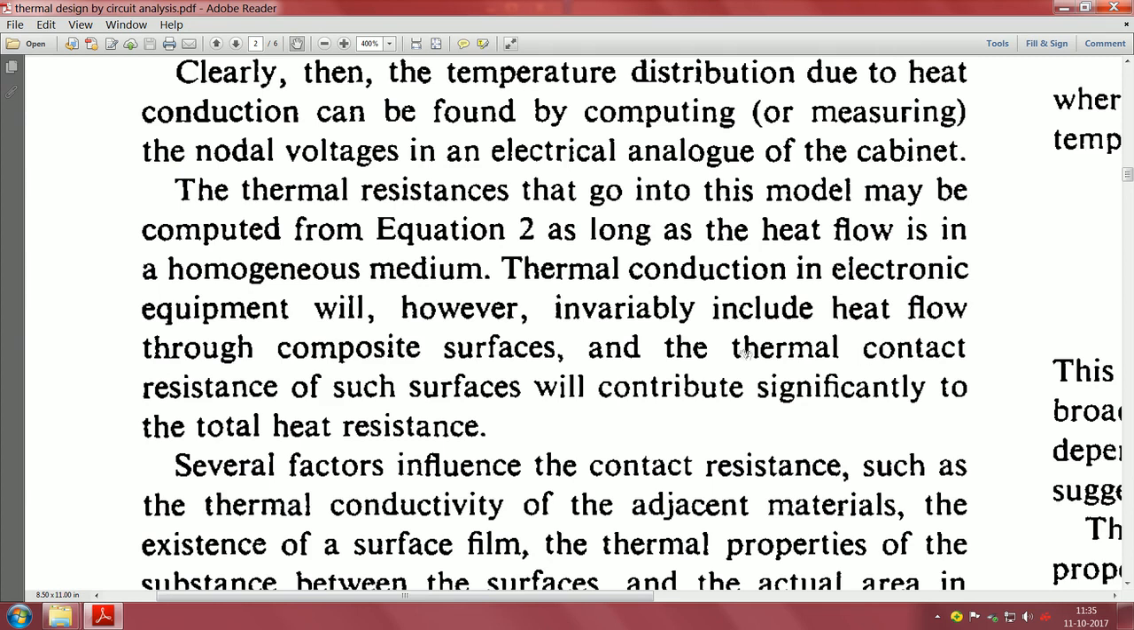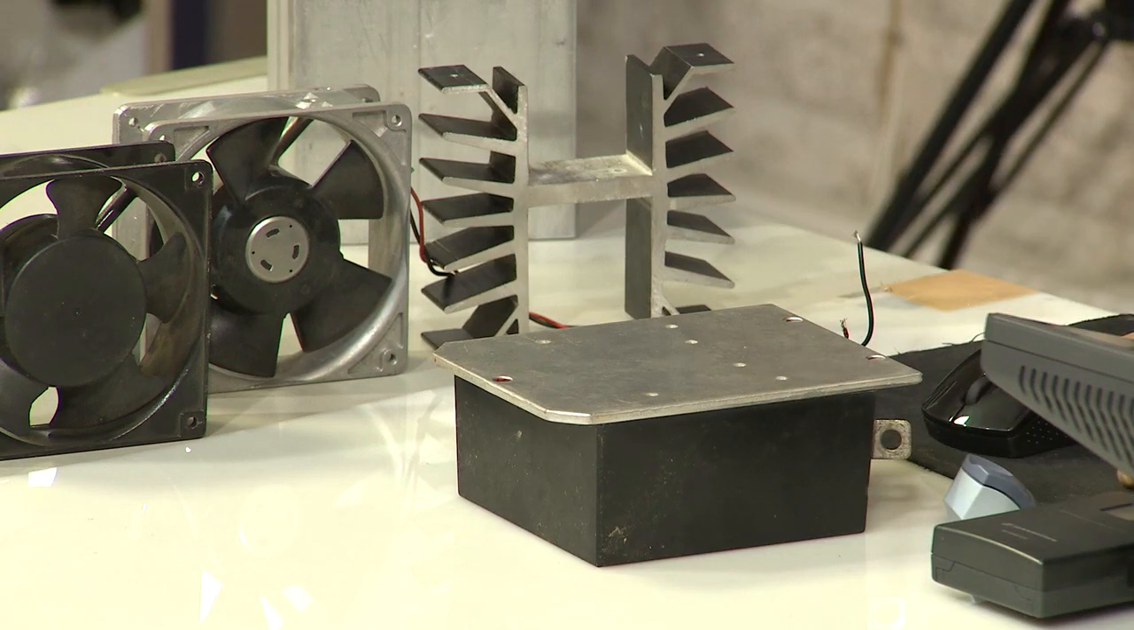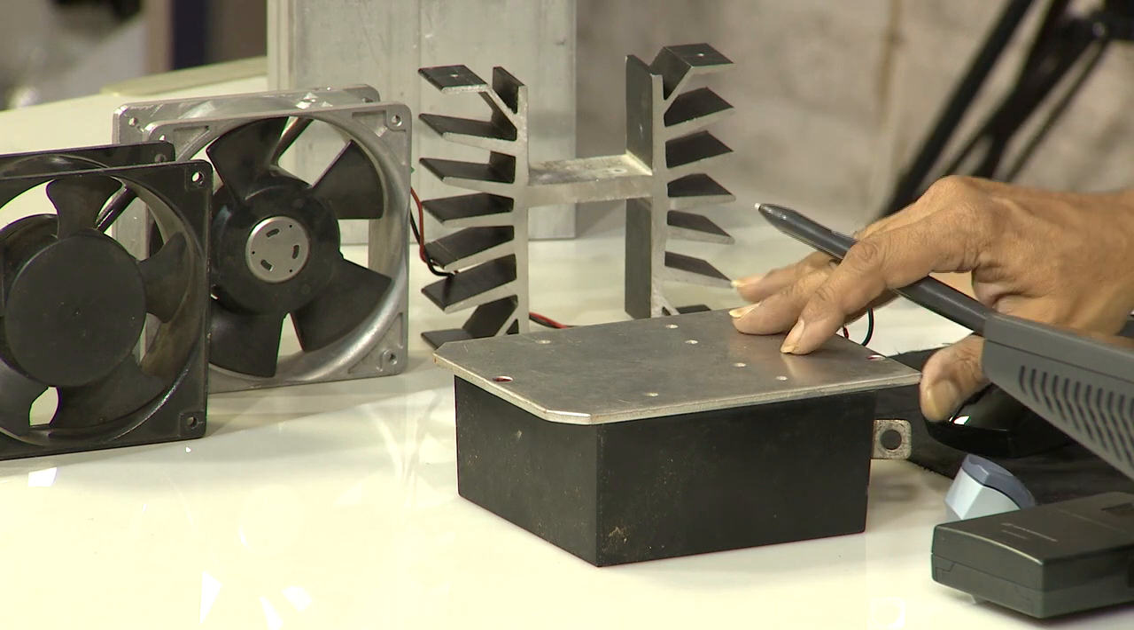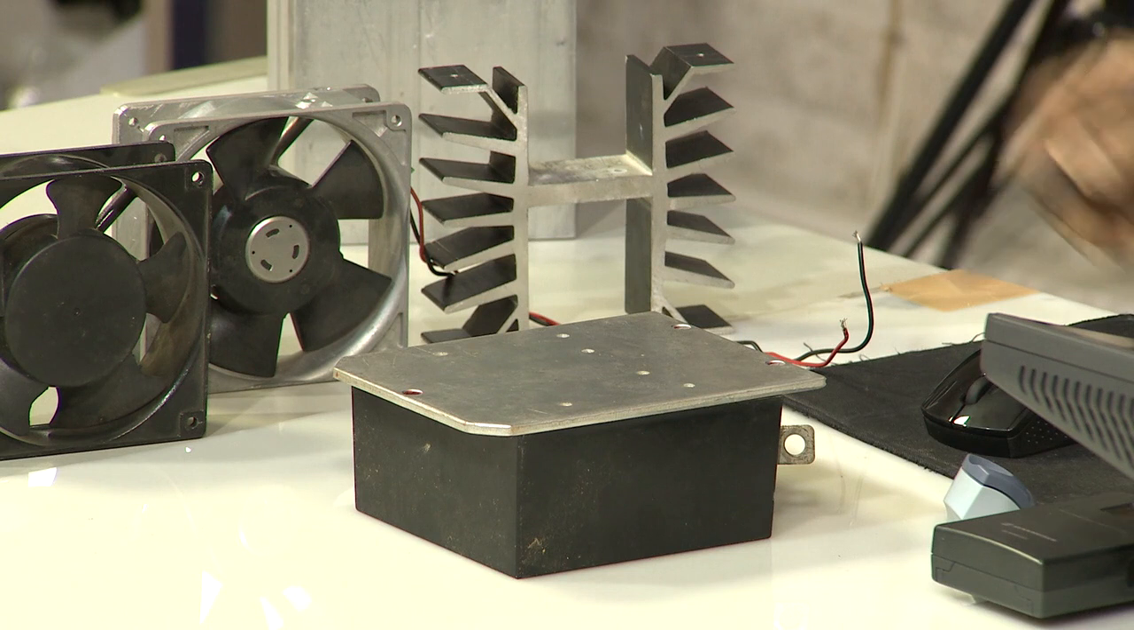You have seen this here, this is what I wanted to show you. Thermal contact resistance of such surfaces will contribute significantly to the heat resistance. So, coming back to my model, the manufacturer has made this, and he has specified certain conditions, saying if the outer surface of the plate can be maintained at typically around 30 or 40 degrees centigrade, from there typically we can get 3 degrees centigrade per watt or 2 degrees centigrade per watt directly all the way inside.